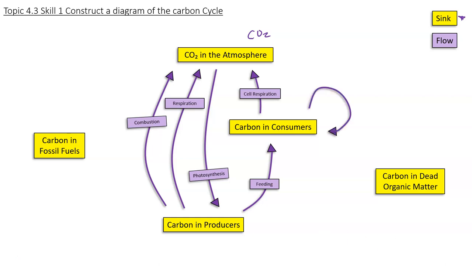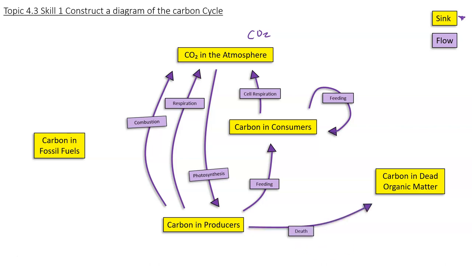Now, consumers feed on each other. Okay, primary consumers obviously feed on producers, but then you have secondary consumers that feed on primary consumers. Third level consumers are going to consume second level consumers, and fourth level consumers will consume the third level consumers. And so through feeding, different trophic levels, different levels of consumers will feed on each other. Again, that transfers carbon to future trophic levels or higher trophic levels.